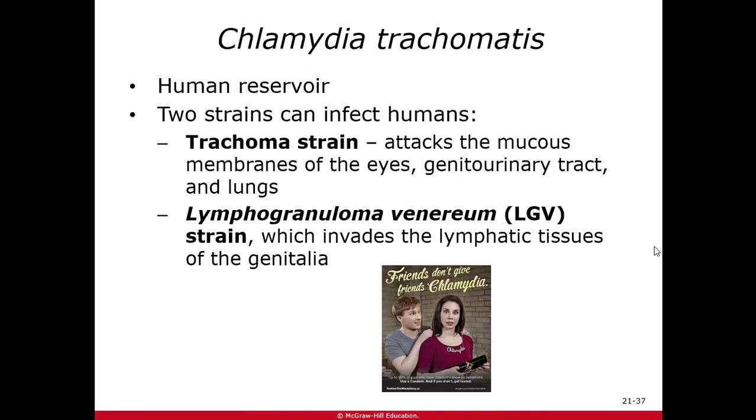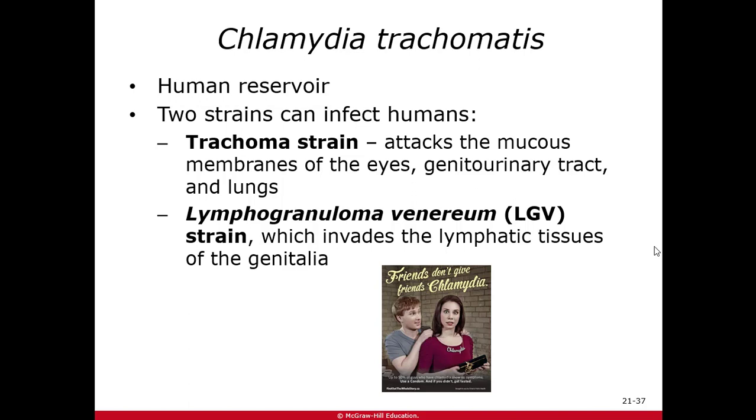Now, there are a couple strains of chlamydia that cause human disease, but the species is Chlamydia trachomatis. Humans are the carriers of this bacteria. Depending on which strain you pick up and how you pick it up, it determines what disease you suffer. There's the trachoma strain that affects usually the eyes. Not always. It can also get in and cause both reproductive and urinary issues. It can also cause issues in the lungs, but it normally attacks the mucous membranes of the eyes.